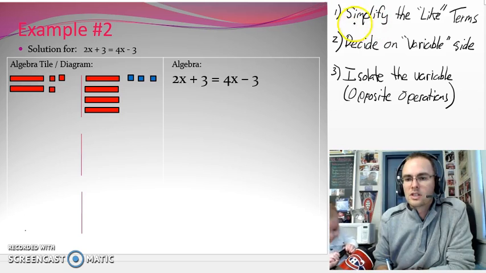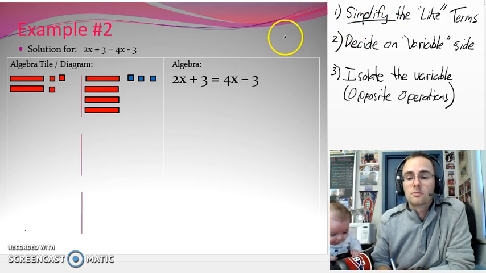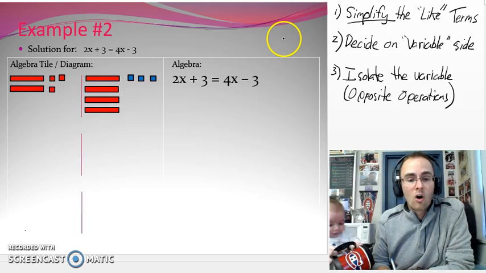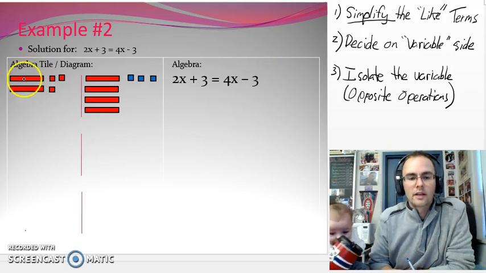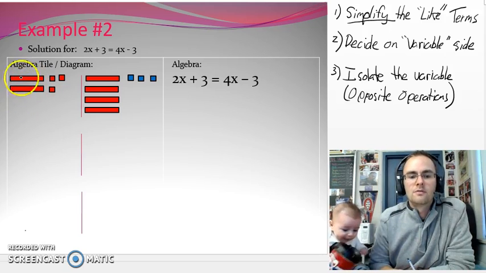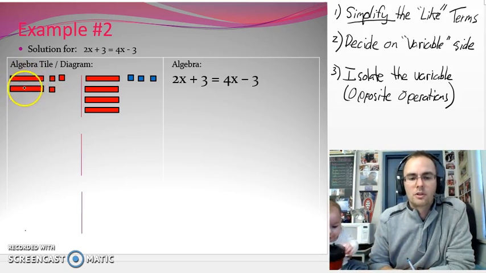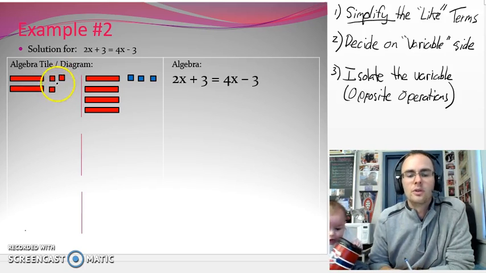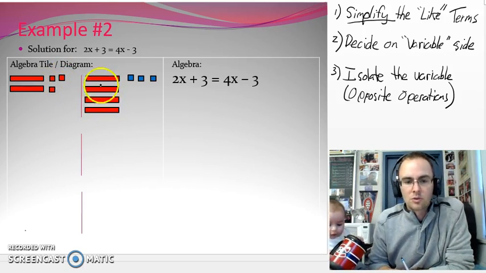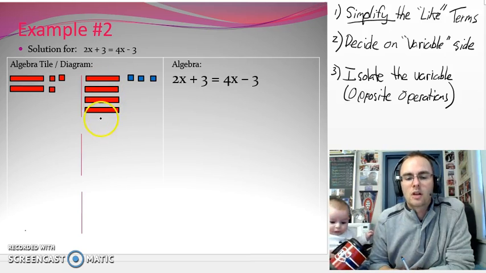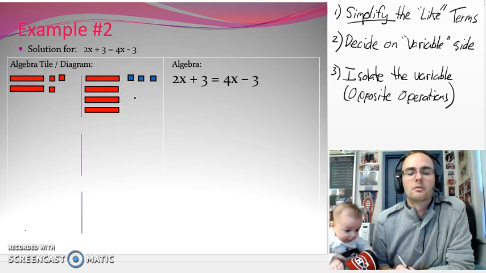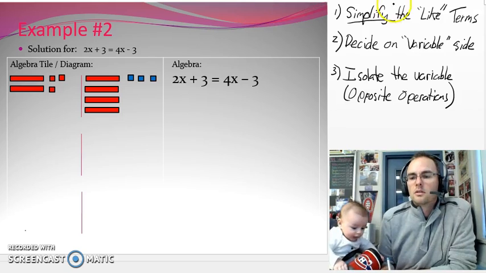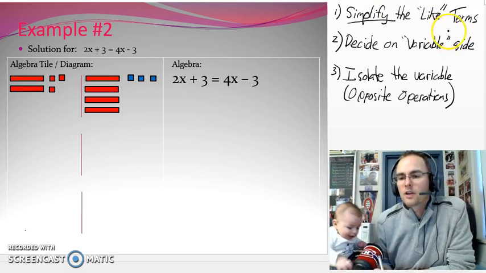So the first thing I do is simplify the like terms, which means group all the like terms together. Visually, you can see what the like terms look like. I already have these variable blocks put together, and I have these constant unit blocks put together. On this side of the equal sign, I have my variable blocks in a group, and my negative blocks in a group. So they're already simplified. They're already grouped together. So that's done. I'll put a little check mark here.